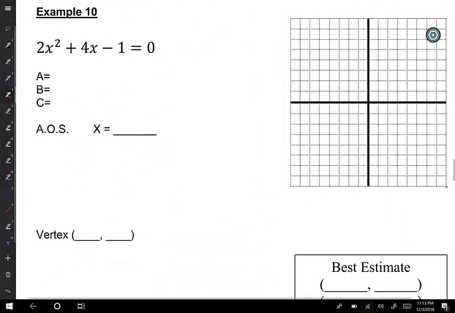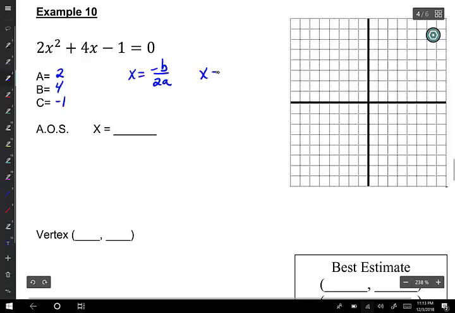Here we have 2x squared plus 4x minus 1. So we've got 2, 4, and negative 1. Remember, your axis of symmetry is the opposite of b over 2a. So in this case, we have the opposite of 4 over 2 times 2. That's negative 4 over 4. So x equals negative 1.